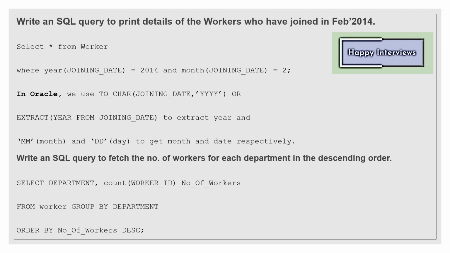But in Oracle, we use to_char of joining date and then give the format we want. If we want the year, we give yyyy. If we want the month, I will give mm. If I want the date, I will give dd, like this.